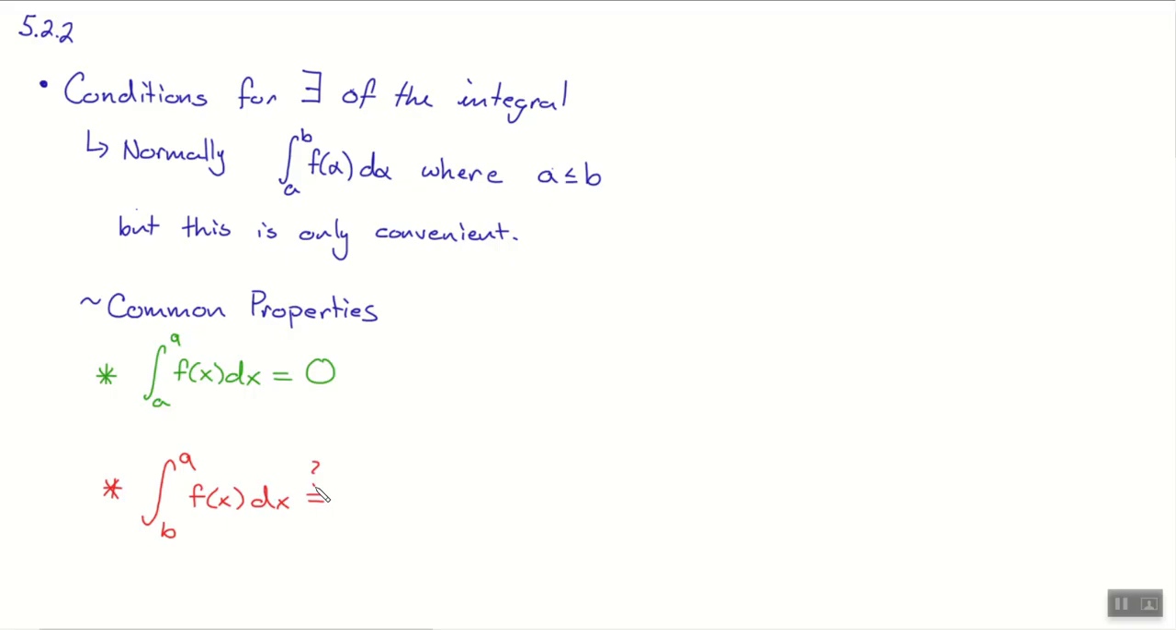Anybody proud of your thought on this? Baker, what do you think happens with this? I think it's the negative integral of a to b. Negative the integral from a to b of f of x dx. Hey, he's absolutely right. It turns out that if we flop our bounds in this order, all that happens is it's the same as the original, just the opposite sign.